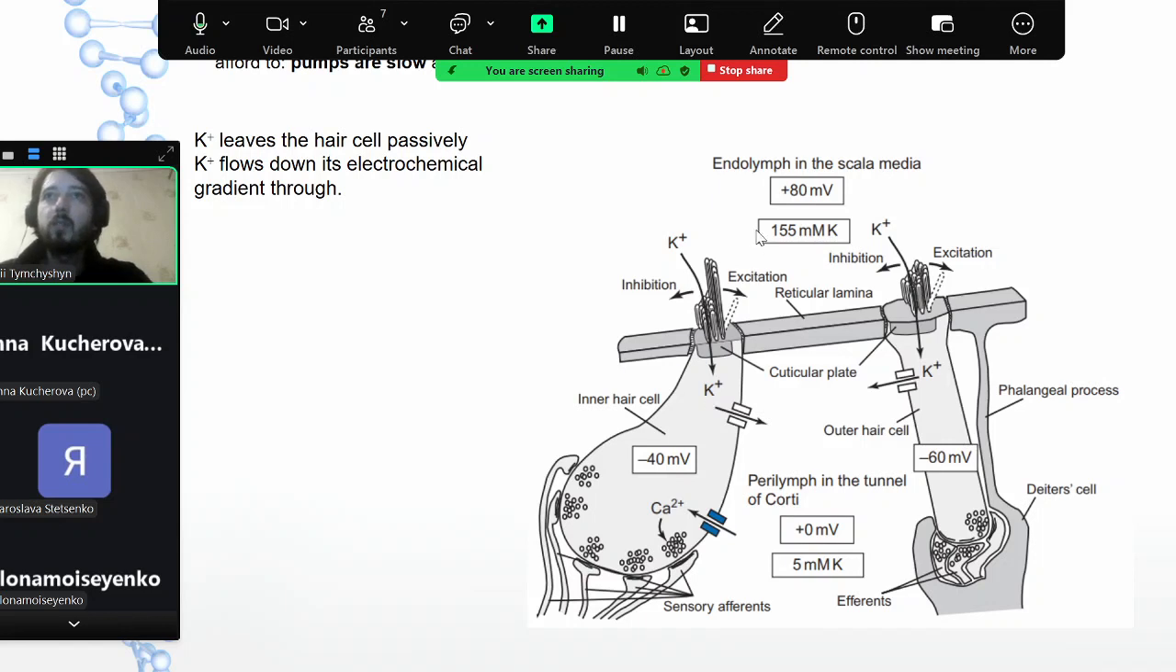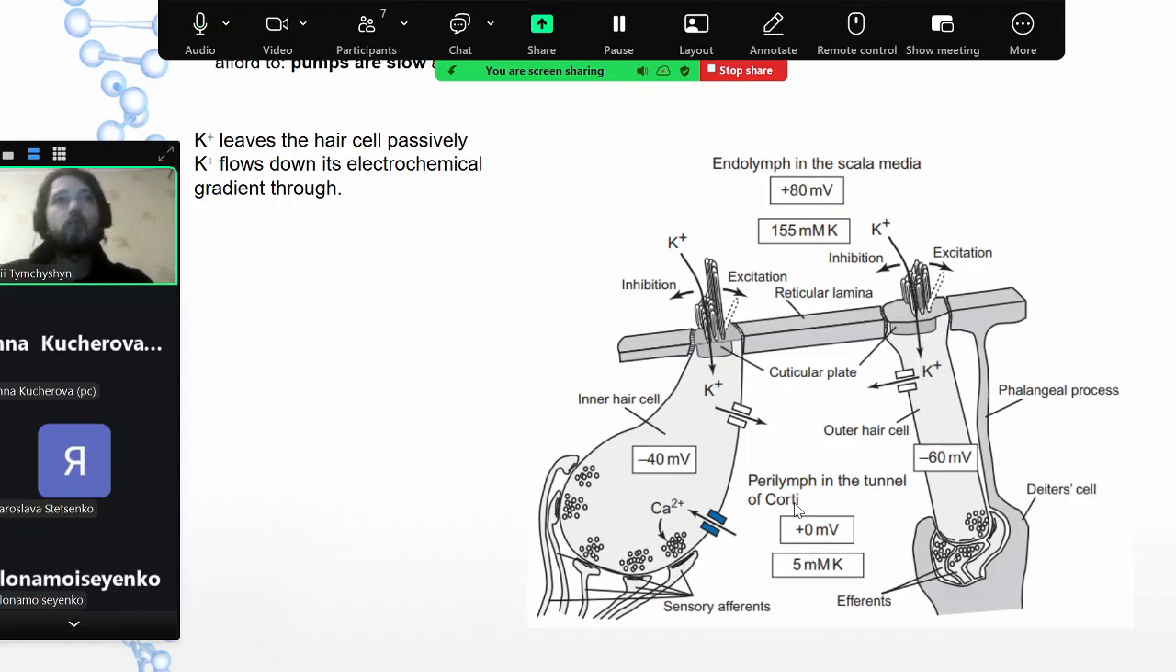Here is a little bit more information, and it contains basically all the ideas that we need. So, what's the big deal with all that environment? Here we have a lot of potassium. That's endolymph in the scala media. Here we have very low potassium.